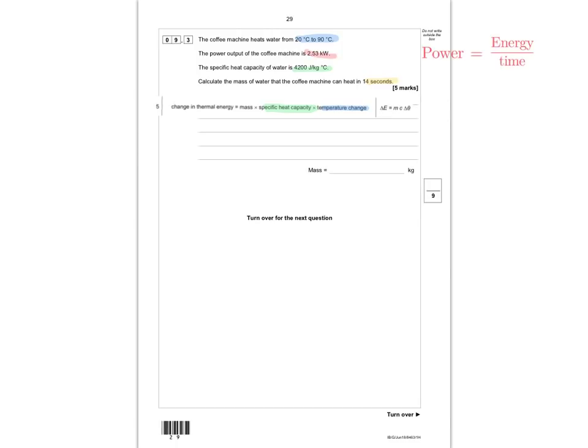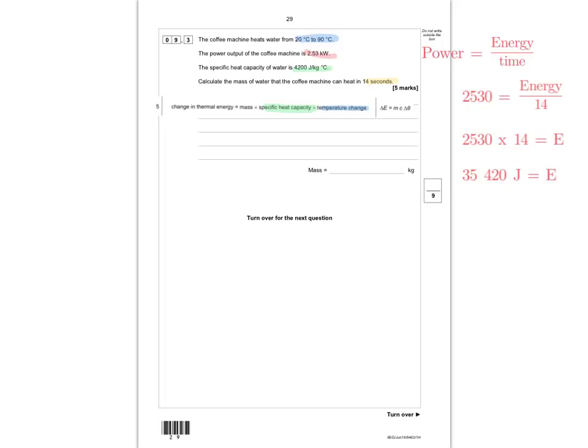So over here I include the equation that power is equal to energy over time. We know from the last question we have a power of 2.53 kilowatts, which is 2,530 watts. We have a time of 14 seconds. So you can substitute that into this equation and then rearrange to find energy.